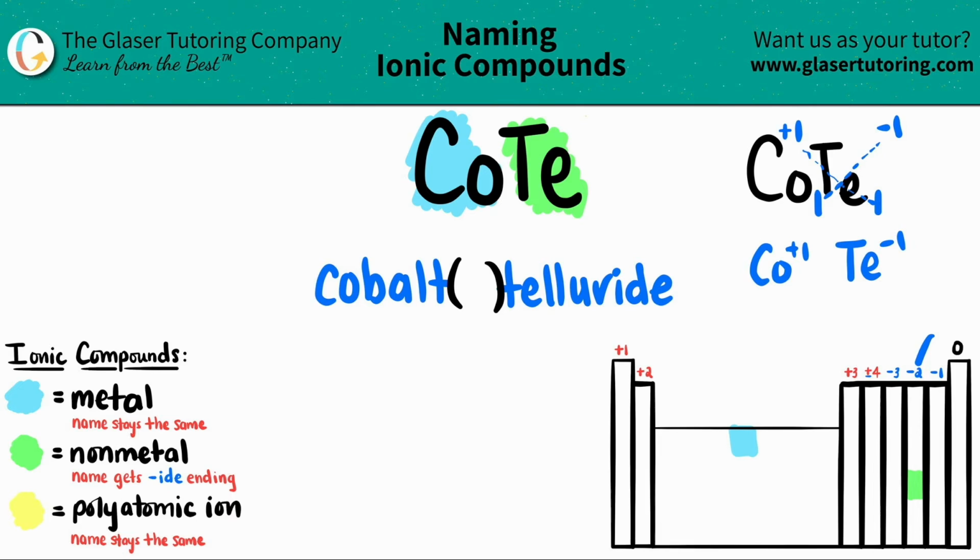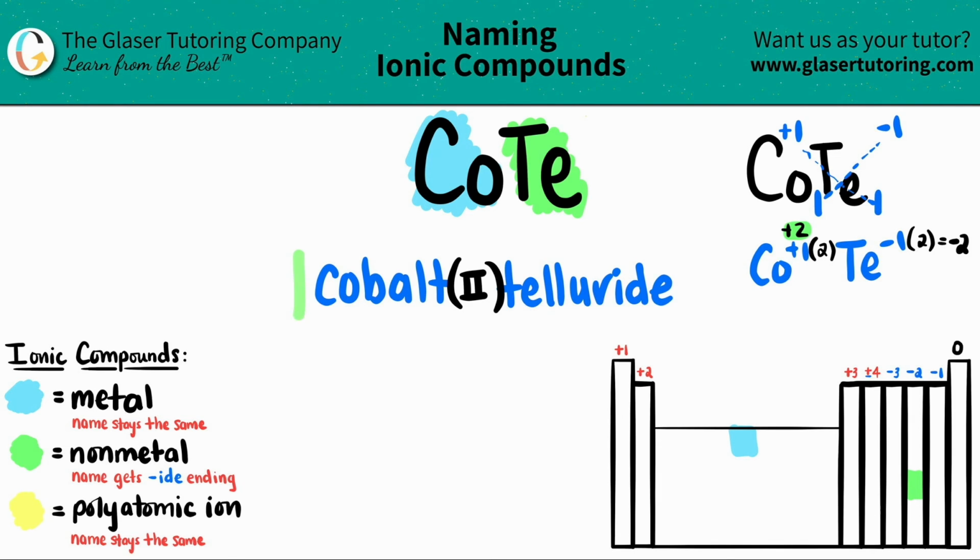But now, always check the nonmetal on the periodic table. Tellurium wants to be a -2, right? It's in the -2 trend of the periodic table. It doesn't want to be a -1, so I have to change that. Well, I can multiply that by 2 to get a -2. But whatever you do, you gotta play fair. So you gotta multiply this one by 2. And now cobalt's charge is a +2. And that is the charge of cobalt. So the Roman numeral you're gonna put is 2.